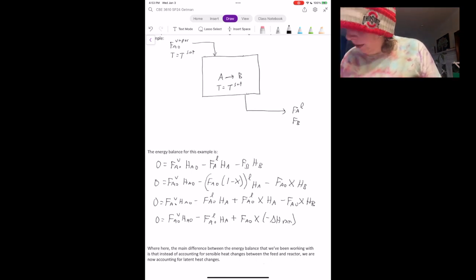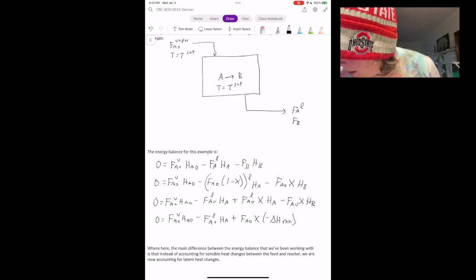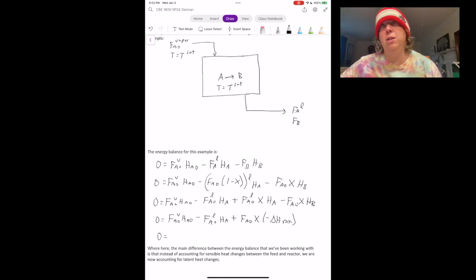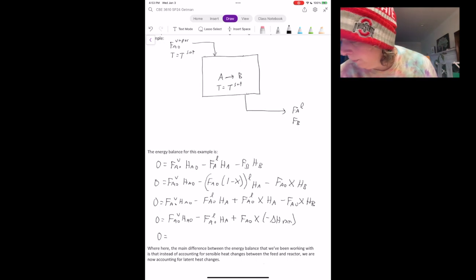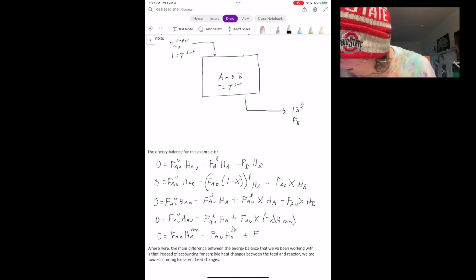These two terms at the front, this is where my latent heat now is going to come in. Normally that's where my sensible heat comes in. This is now going to be my latent heat. So the difference between the inlet flow and the outlet flow is that the inlet is a vapor and the outlet is a liquid. What that means is that I'm going to have FA naught, we'll say HA of the vapor, minus FA naught HA of the liquid plus FA naught X times negative delta H of reaction.